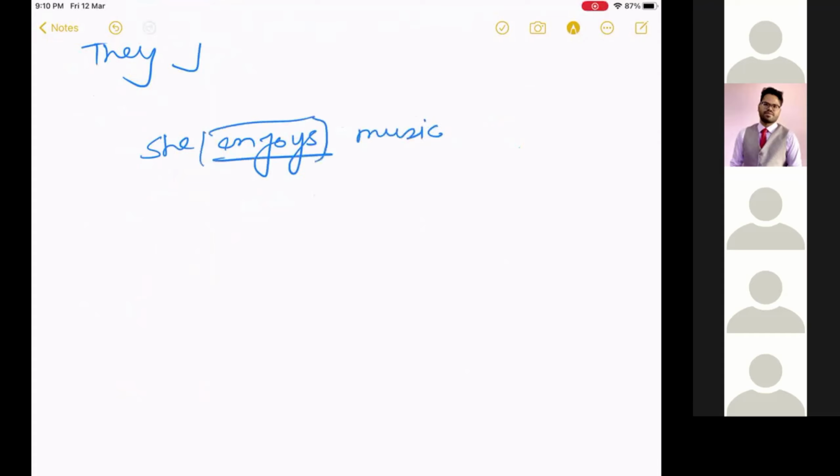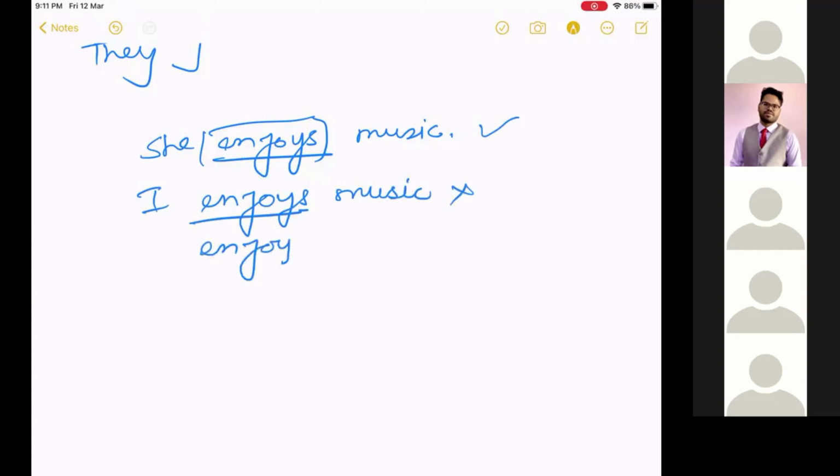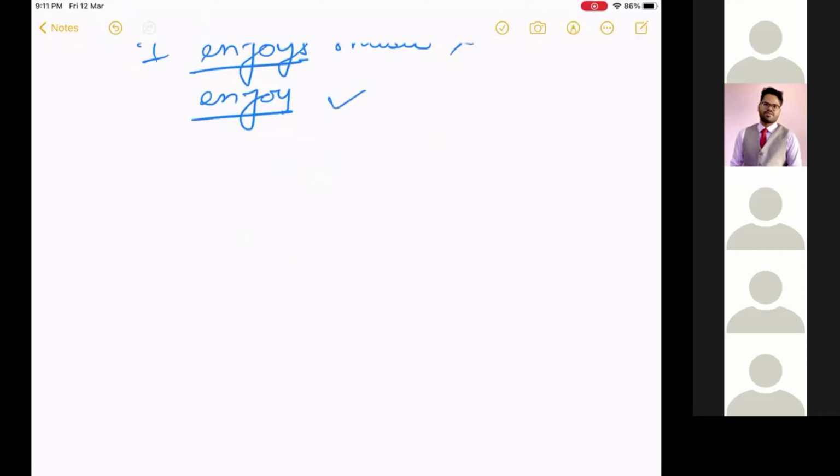Is this right? She enjoys music. Yes, she enjoys music is right. If I say I enjoys music, is this correct? That's wrong. I enjoys music will be incorrect. What will be the right statement here? I enjoy music. Okay, fine. Is this the right statement?